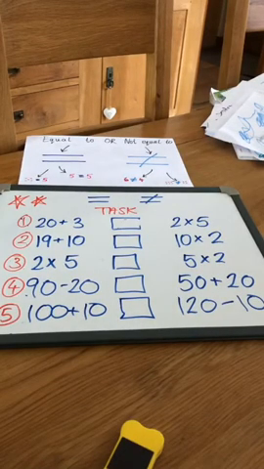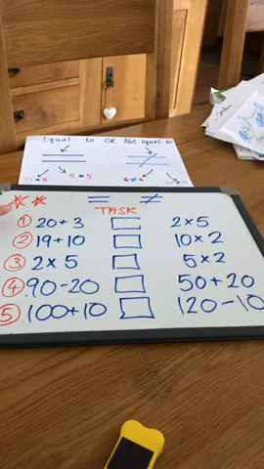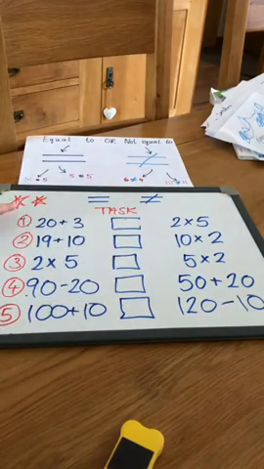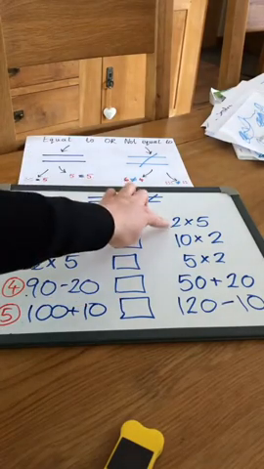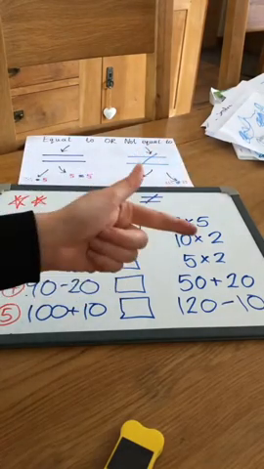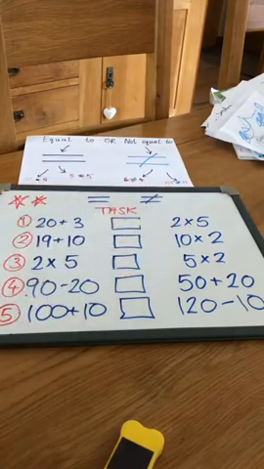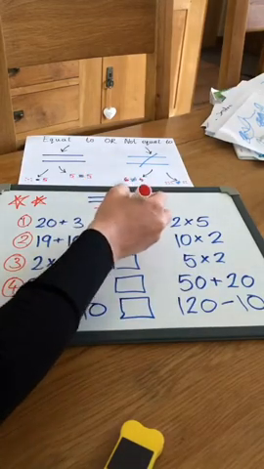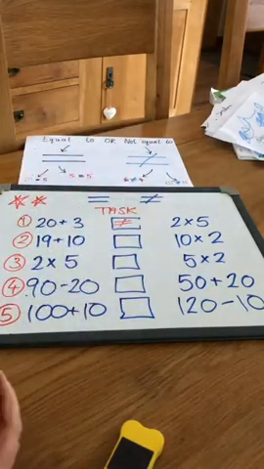So number 1 is 20 add 3 and 2 times 5. So we have got 20 add 3, so 20 in your head and add 3 on. 20, 1, 2, 3, so that's 23. And 2 times 5, 2, 4, 6, 8, 10. So is 23 and 10 equal? Nope, they're not. So that's not equal. So tick that one if you got that one right.